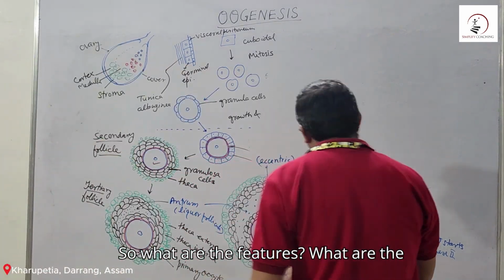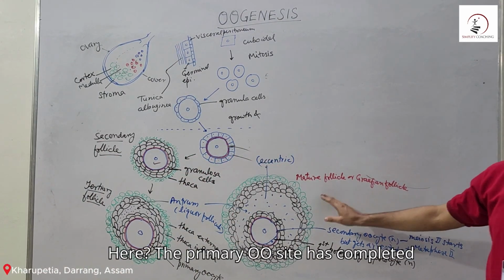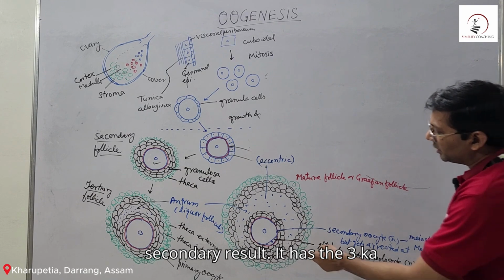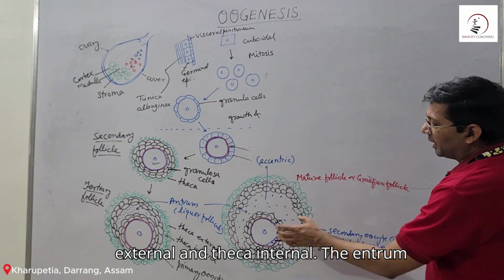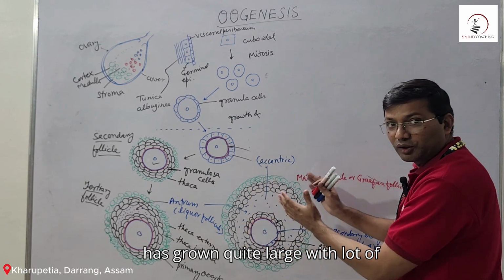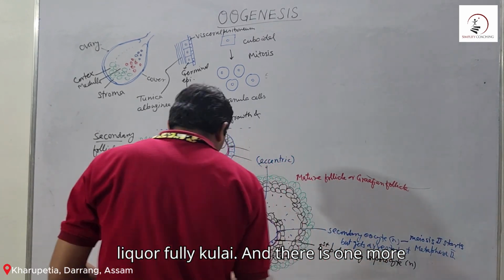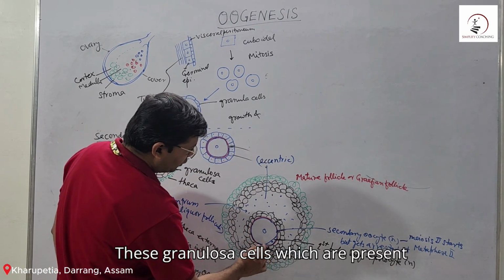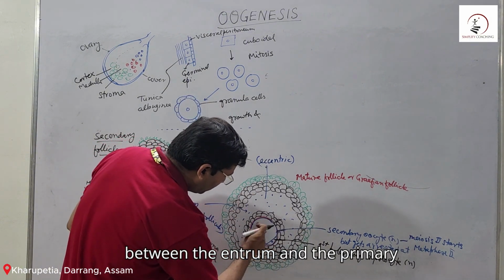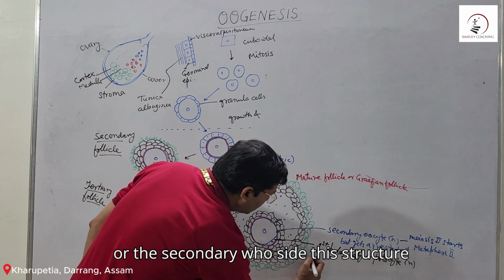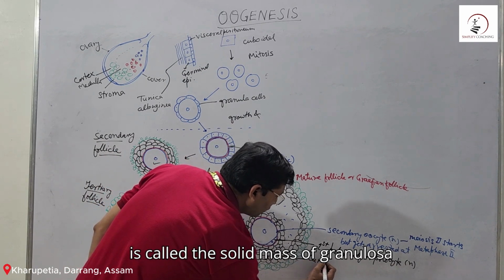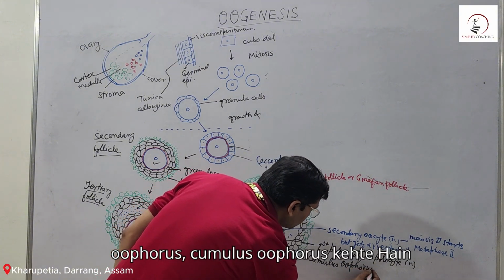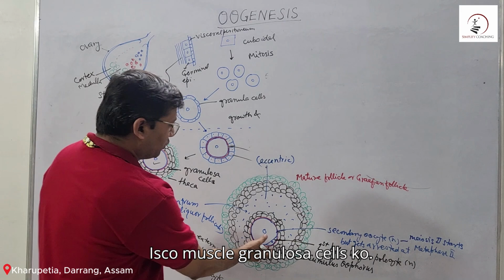So what are the features, what are the properties of a mature Graafian follicle? Here the primary oocyte has completed the meiosis 1, so it contains the secondary oocyte. It has the theca externa and theca interna. The antrum has grown quite large with lot of liquor folliculi, and there is one more structure here, this one. These granulosa cells which are present between the antrum and the primary or the secondary oocyte, the solid mass of granulosa cells is called as cumulus oophorus. Cumulus oophorus कहते हैं इसको, mass of granulosa cells को.